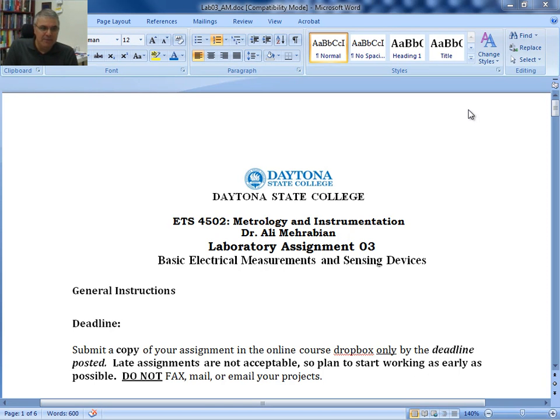This is an introduction to laboratory assignment 3, named here as laboratory assignment 03, basic electrical measurements and sensing devices. What I would like to do today is to go over some of the basics for this assignment and point out some of the important topics that are associated with it, and give you some guidelines as to how you should actually solve the problems that are associated with this assignment.